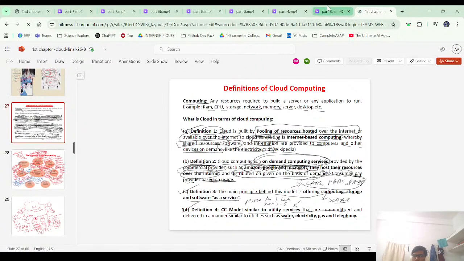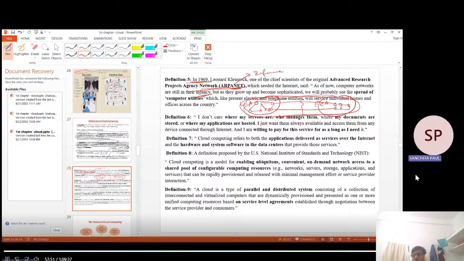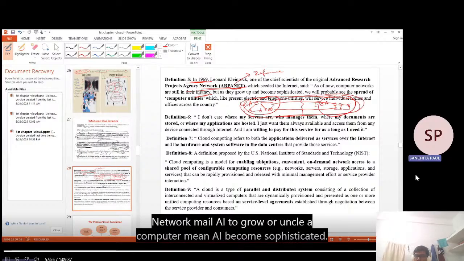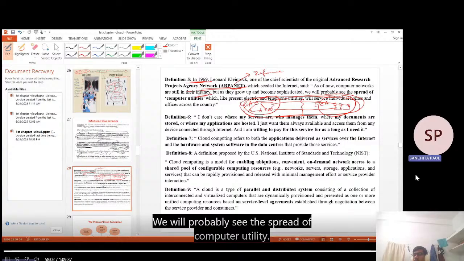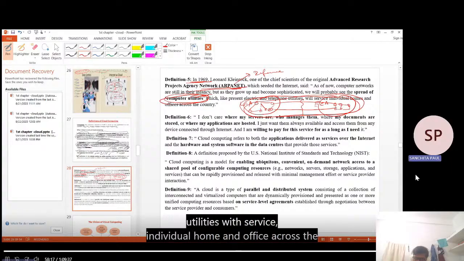But as they grow up, मतलब ये जो ग्रो किया उन्होंने कंपनी यहाँ से लेके यहाँ तक, और दोनों को अगर एक नेटवर्क में ले आए तो ग्रो जितना कर सकते हैं उतना ग्रो करो, and become sophisticated. We will probably see the spread of computer utility. Basically यहाँ पे ये computer utility का spread up कैसे हुआ था उसको दिखाने के लिए वो ये चीज का एग्जांपल दिया. Which like present electric and telephonic utilities will service individual homes and offices across the country.